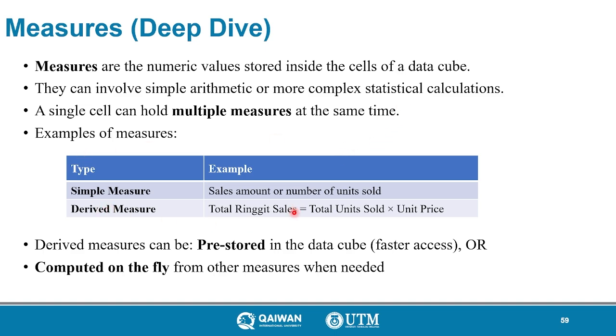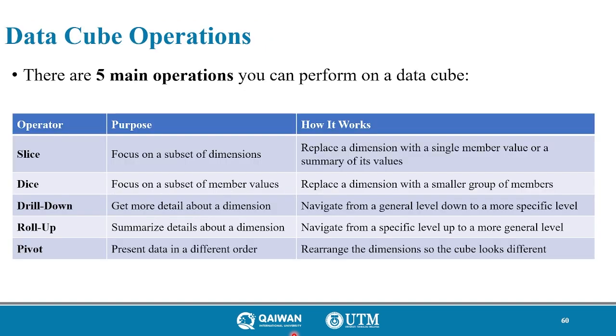Example, a simple measure: sales amount, a number of units sold, or a total in ringgit. Ringgit is the price, the money or the currency of Malaysia, equal to total units sold times unit price. Now we have a derived measure, which can be pre-stored in a data cube for faster access, or computed on the fly from the other measures when needed.